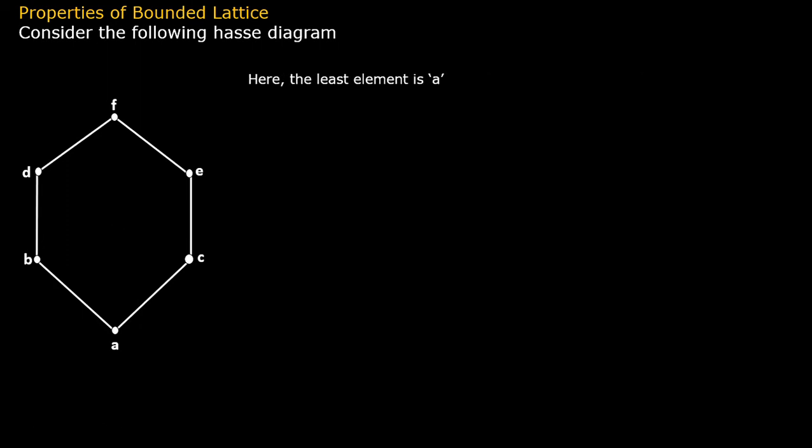I know that the least element is A because A is one such element which is related to all other elements of the set. Similarly, the greatest element is F because F is one such element to which all other elements of the set are related. Right? So this lattice is a bounded lattice.